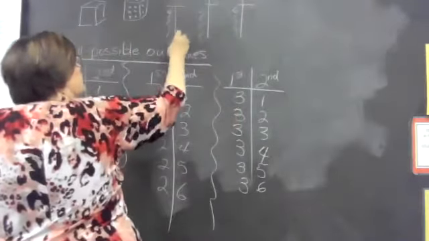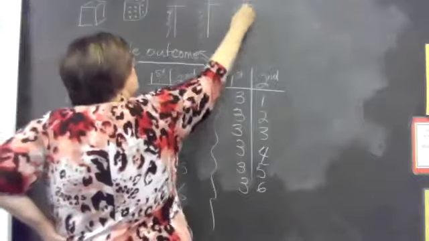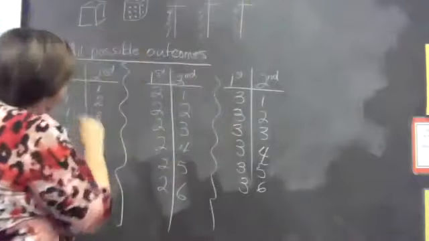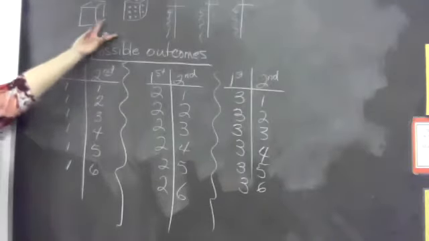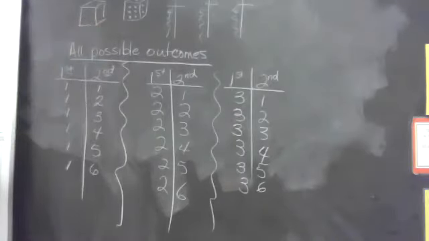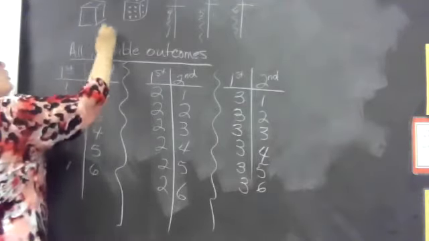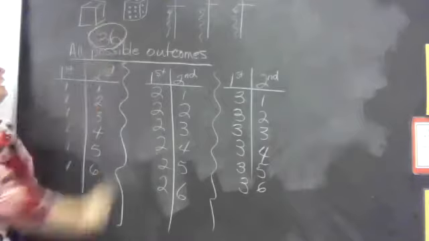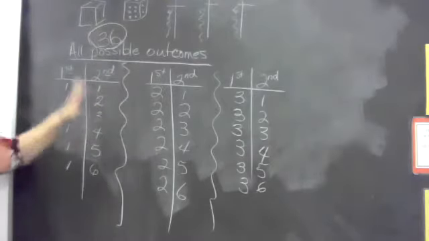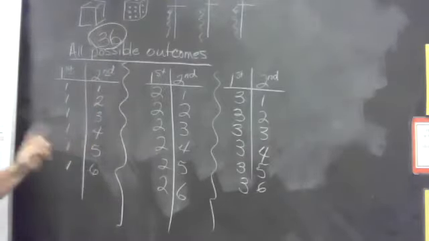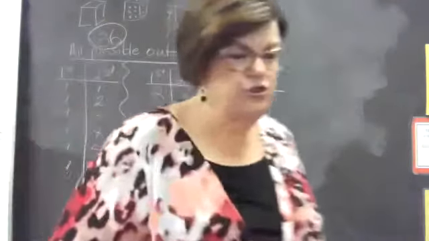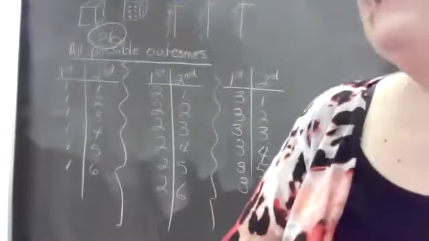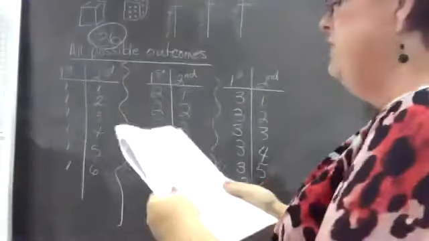It'd be 1, 2, 3, 4, 5, 6, each time. Okay, so how many possible outcomes are there to roll 2 dice? 36. There's 36 total outcomes. Now, if you will write those out on this page 8, in this packet, then when they ask you the questions, you can go to your list and find what you need.